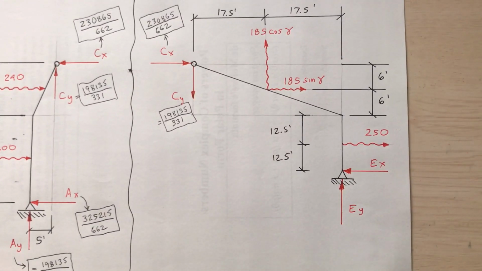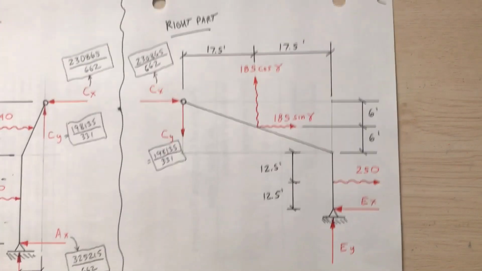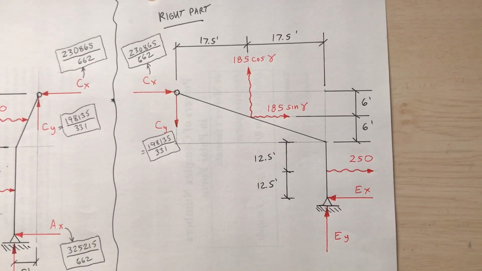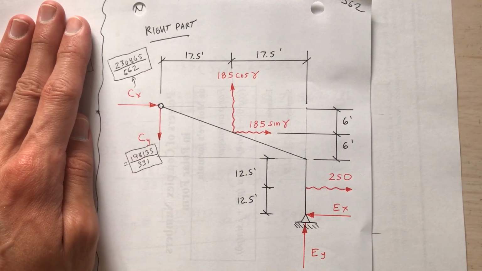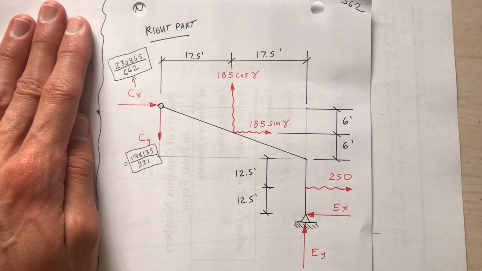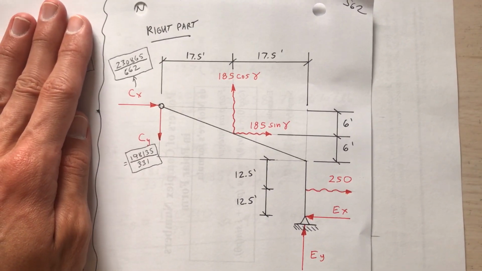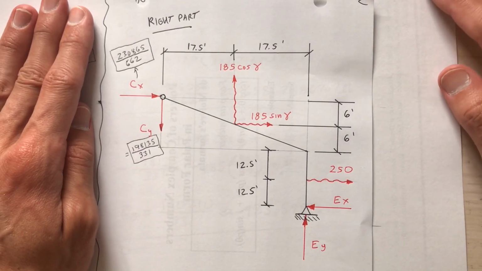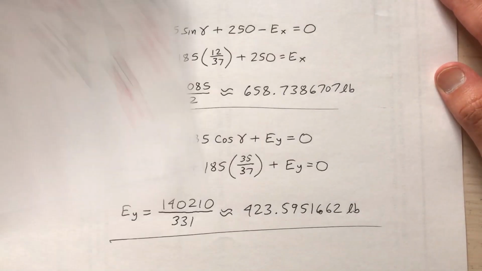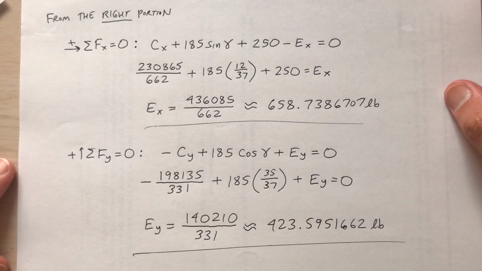For the right portion, what do you suggest I do? Well, why don't I do an analysis for the right portion? Take the sum of the forces in the x direction, sum of the forces in the y direction. Remember that I know cosine gamma and sine gamma, so I'm going to find E sub x and E sub y. So I'll analyze the right portion of this frame, take the sum of the forces in the x direction, the sum of the forces in the y direction, set it equal to 0. So that's what I'm doing here.